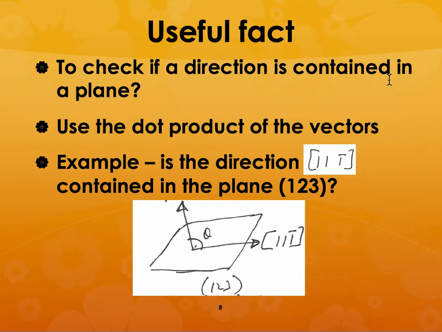The other useful fact is to check if a direction is contained in a plane or not. For that you have to take the dot product of the two vector systems. For example, is the direction 1 1 1 bar contained in the plane 1 2 3? So this is the direction 1 1 1 bar and this is the plane 1 2 3. Can we figure out if that direction is in that plane or not?